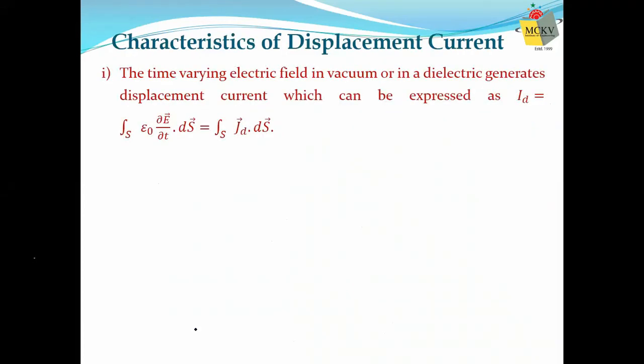Now, I said that displacement current is just a misnomer. It has no basic property of conventional current. Displacement current is actually due to the rate of change of electric field. We have already written it. That displacement current is actually epsilon naught del E/del t dot dS. So it's just a mathematical form. The main thing is the rate of change of electric field. This is the main point actually.